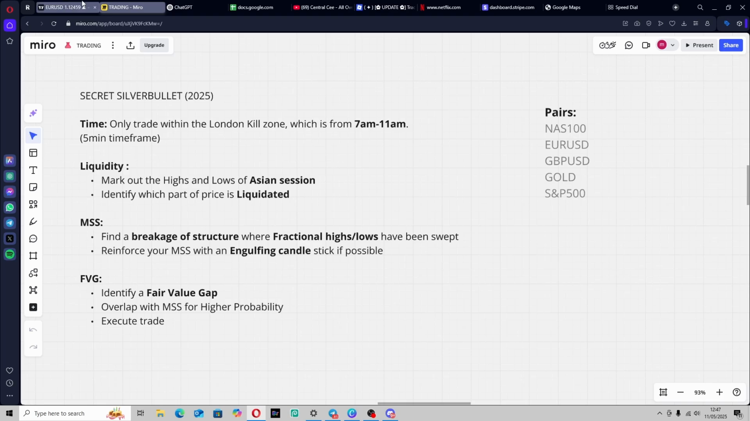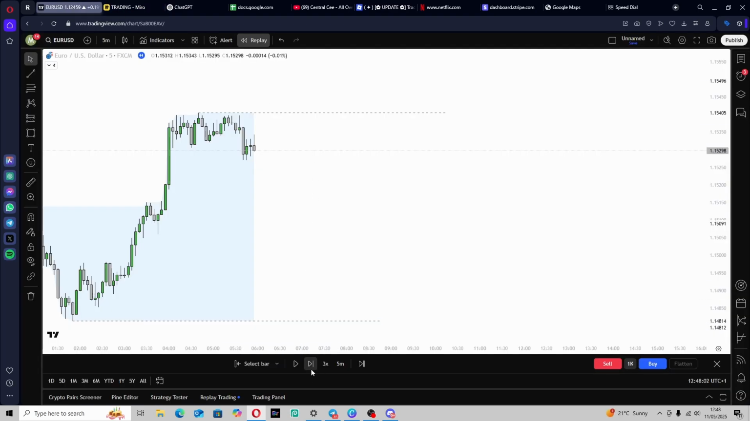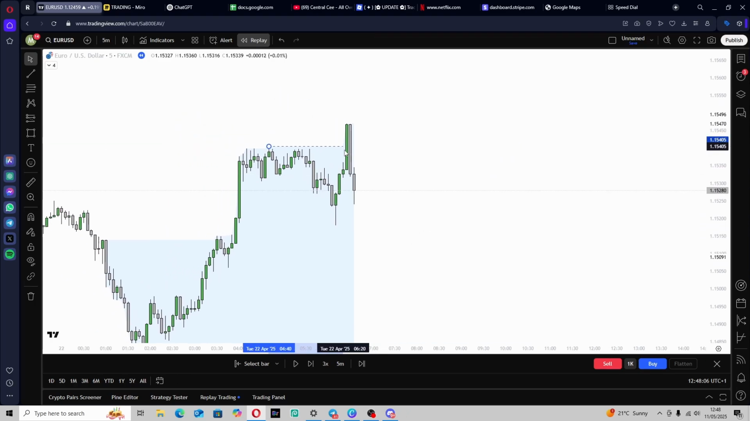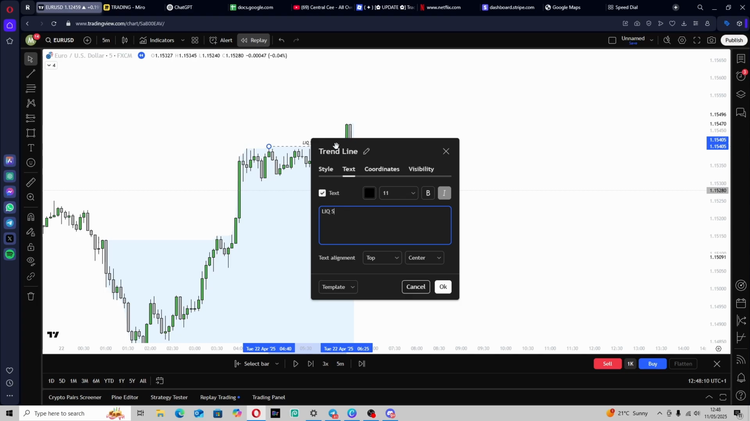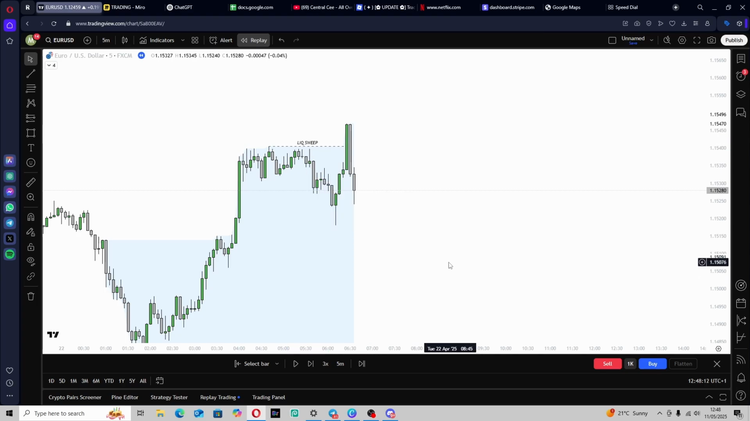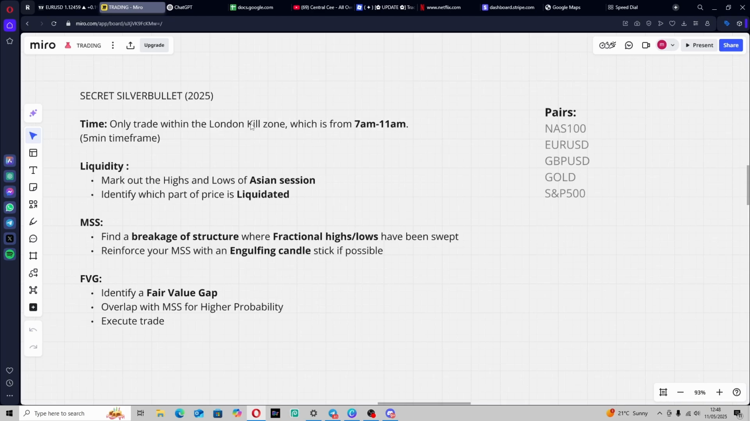And as soon as we've marked out our highs and our lows, what we need to do from here on out is identify which part of price actually gets liquidated first. So if I play price forward, we can see clearly that the highs of Asian session just completely got swept. So this is here my liquidity sweep. So once we do actually get this liquidity sweep, what we need to do from here on out becomes very simple, right? As soon as we get the liquidity sweep, we need to find a break of structure where fractal highs or fractal lows have completely been swept, and then we can reinforce our market structure shift with an engulfing candlestick if it's possible, right?